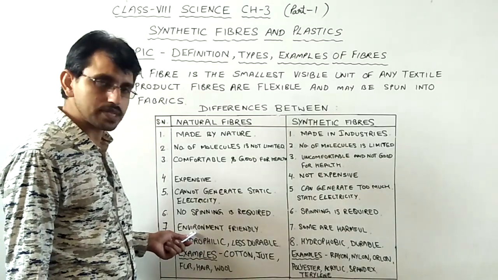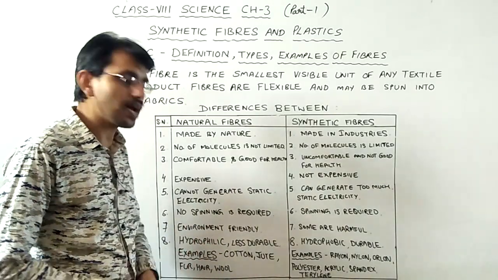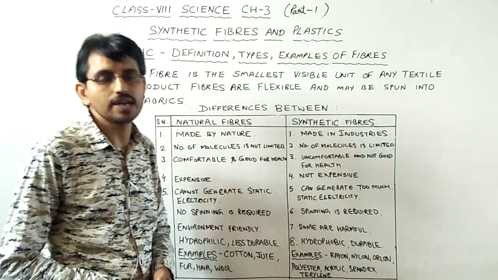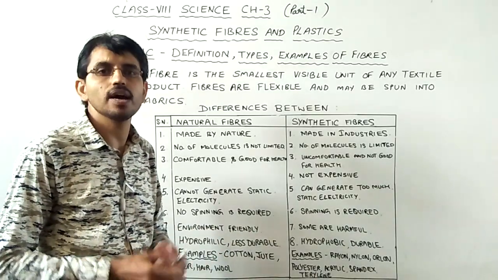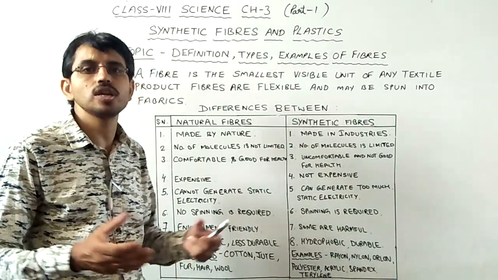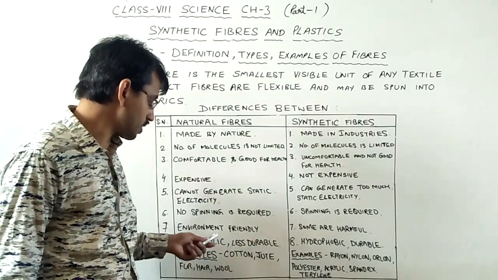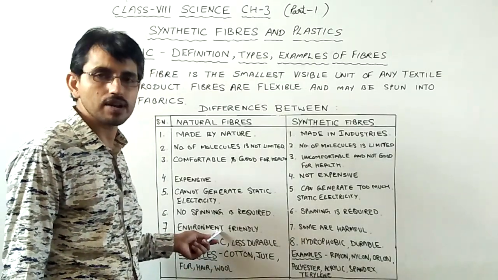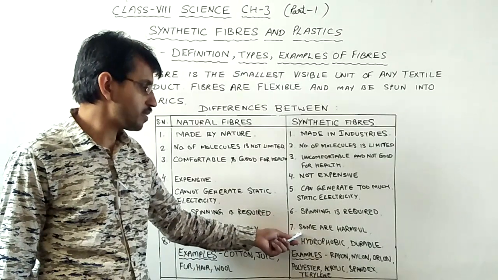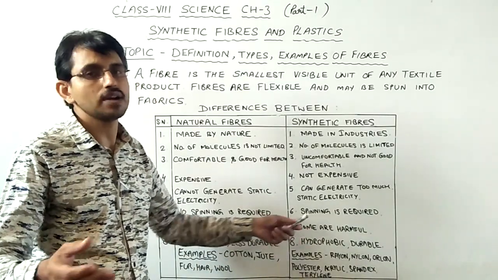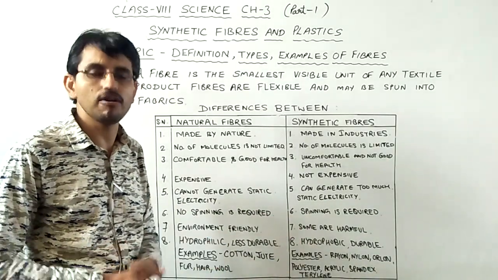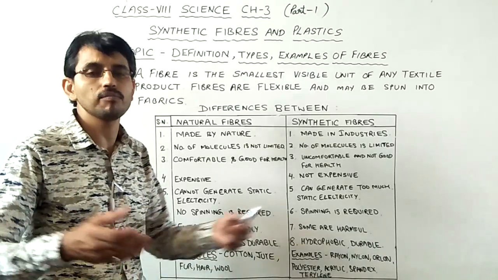Here is this point, 7th point. Natural fibers are environmental friendly. That is, they are safe for the environment, they are biodegradable, they can easily be decomposed by biological organisms. So they are safe for the environment and we call them environmental friendly. But synthetic fibers are not environmental friendly, some of them are harmful for the environment, some of them are non-biodegradable.